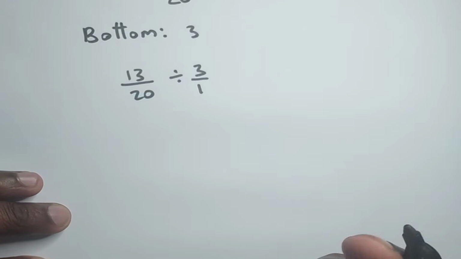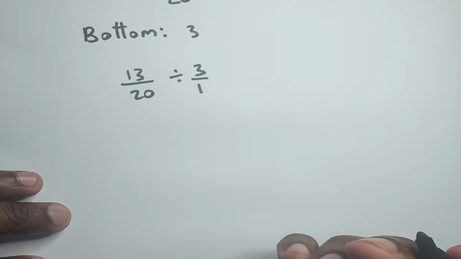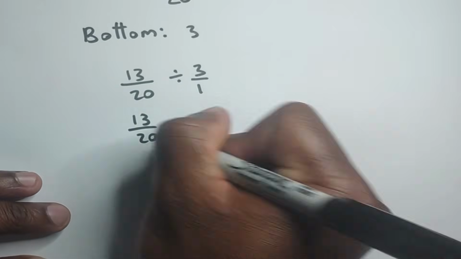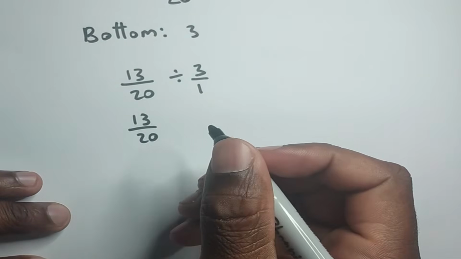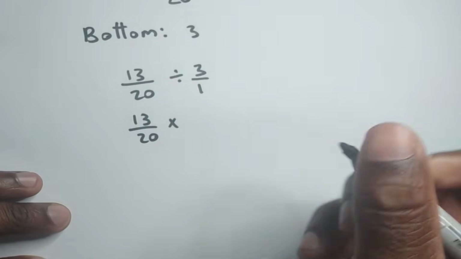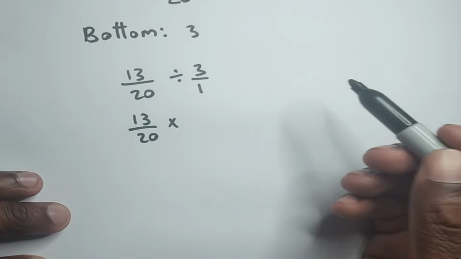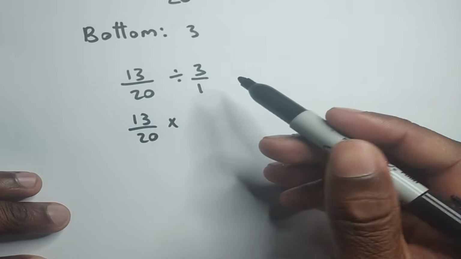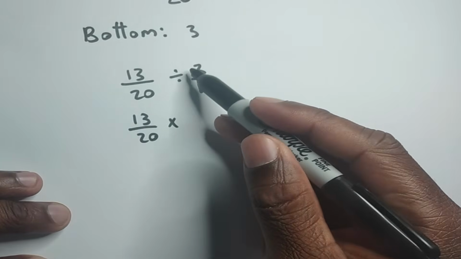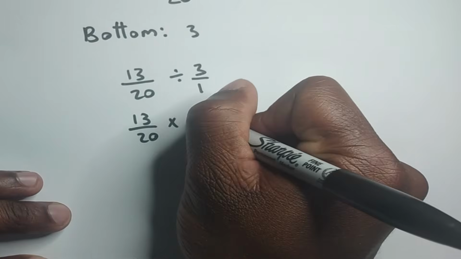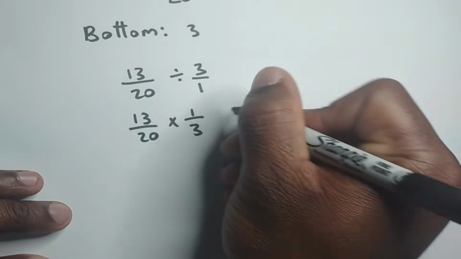Alright? So what we're going to do again, when we divide in fractions, we keep the first fraction, which is 13 over 20 in this case. We change the division sign to multiplication. Then we'll flip the second fraction. Alright? So that's why I did that thing. To help you better understand what will take place here, I placed the 3 over 1. So we'll flip this thing. So 3 over 1 will become 1 over 3.